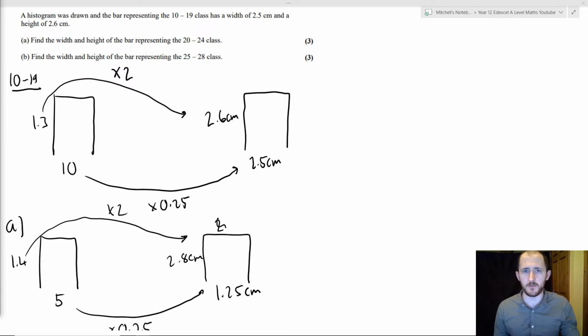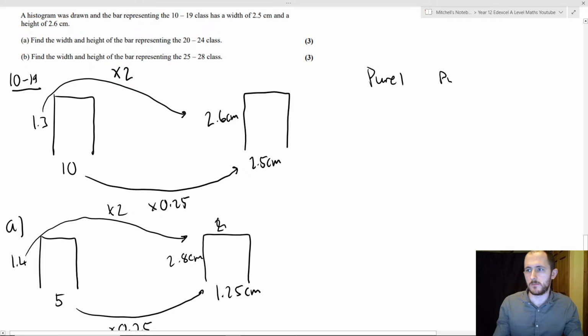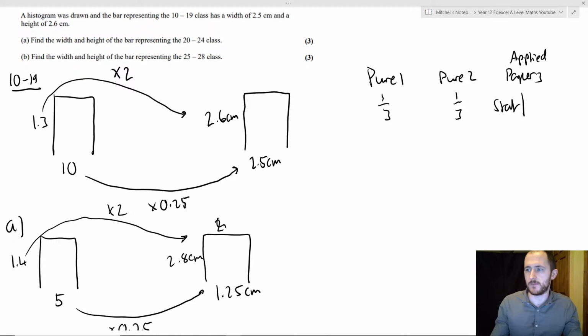It's 4 or 5, I can't remember, but they both have the same amount. So that's why I said 1/6 of your grade is stats, 1/6 is mechanics, and then you have a third for pure 1, a third for pure 2. And this is literally just paper 1 and paper 2. Then you have your paper 3, which is applied, right? And you have stats and mechanics, which are 1/6 each, which adds up to a third overall.